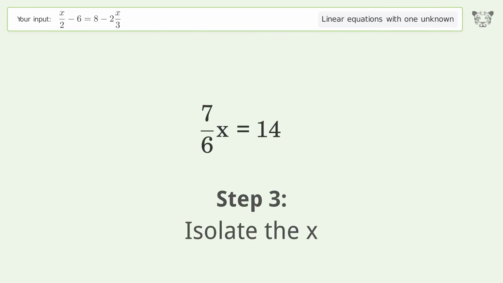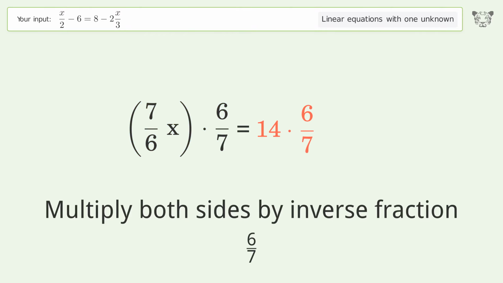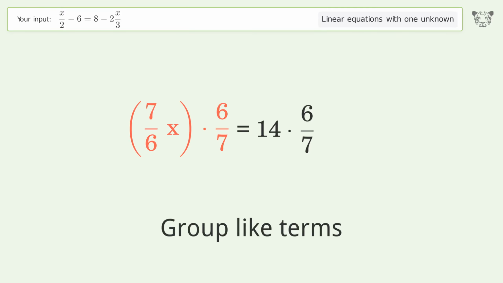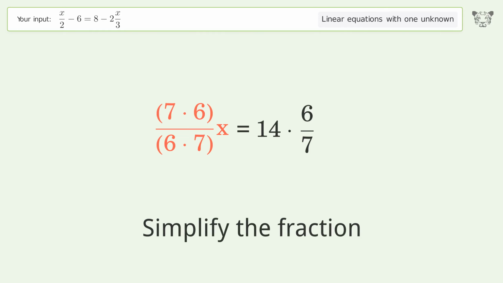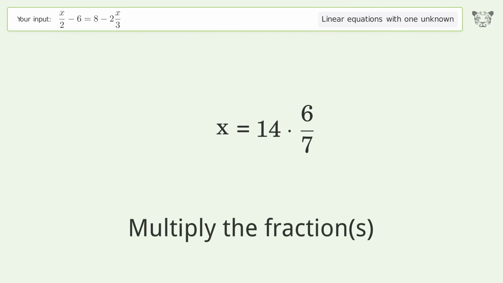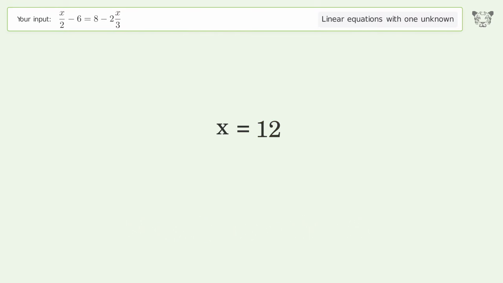Isolate the x. Multiply both sides by inverse fraction 6 over 7. Group like terms. Multiply the coefficients. Simplify the fraction. Multiply the fractions. Simplify the arithmetic. And so the final result is x equals 12.